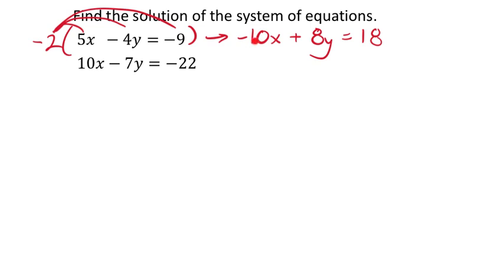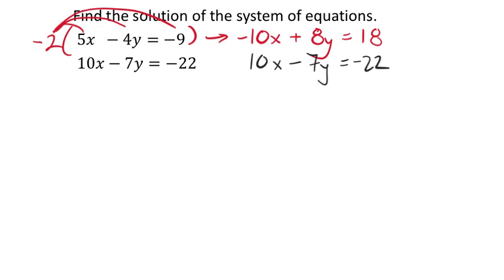Now, this equation has the exact same value as this equation because we did the same thing to all the terms. So that's a principle of equality, and we've kept the value of the equation, but we've changed the way it looks. That second equation, we didn't do anything to it, so it's still a 10x minus 7y, and it equals -22.